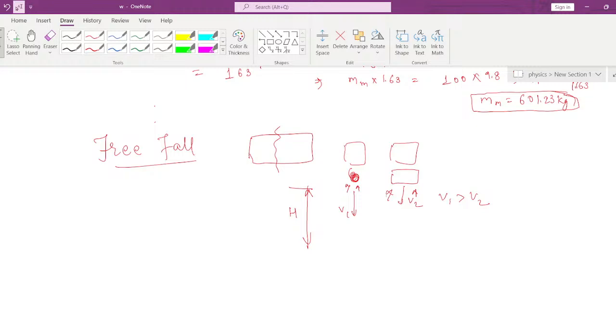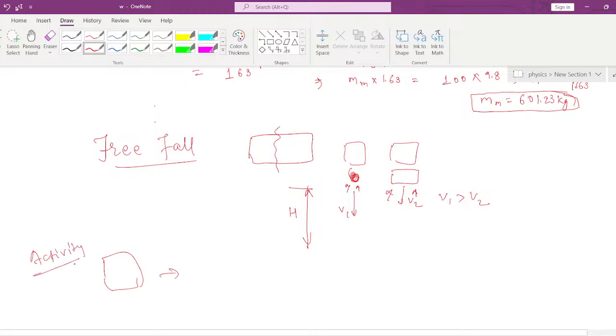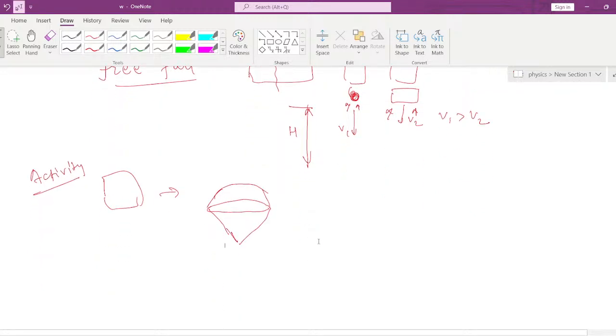So it is an activity in the book. We have seen a parachute, how it looks. It is just looking like a part of a hemisphere. So we have a hemisphere, we cut it, and with the threads we make a parachute.